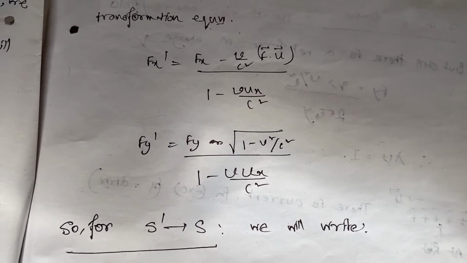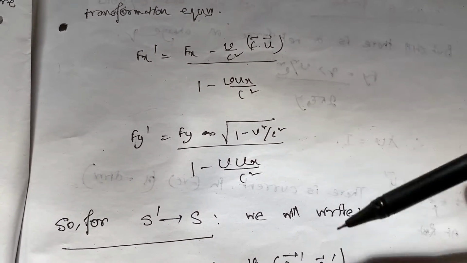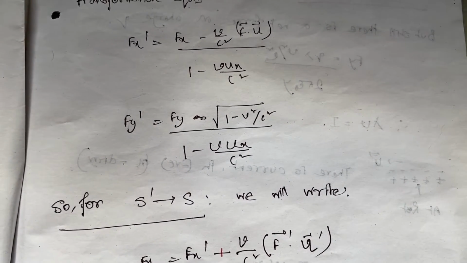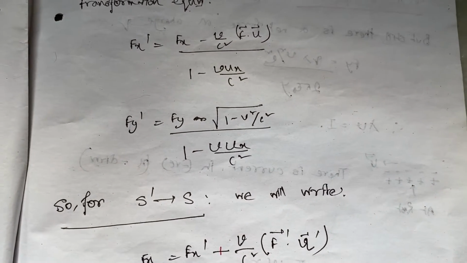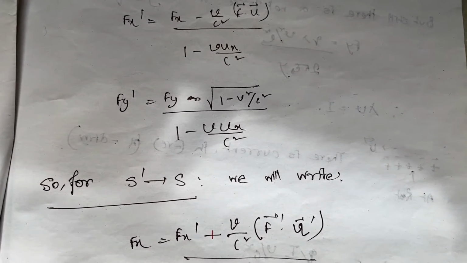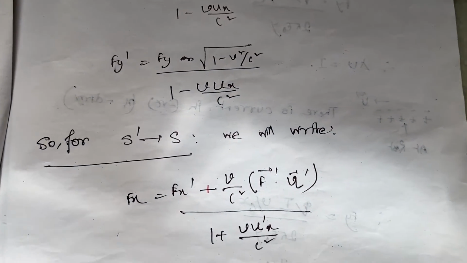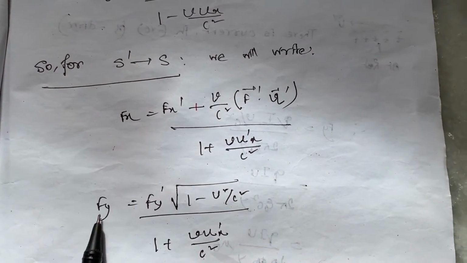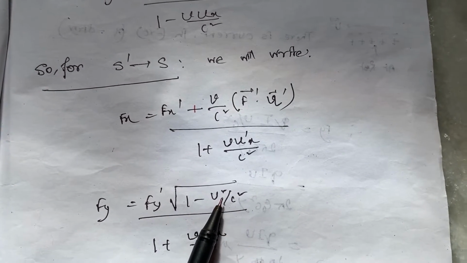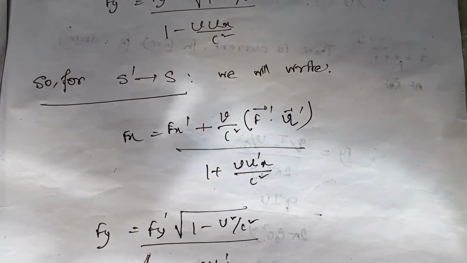Please do not confuse between particle velocity and frame velocity. U and u prime as well are the particle velocities in S frame and in S prime frame, whereas v is the velocity of the reference frame itself. So let's go back to the transformation equations. For fy prime we have this fy equal to fy prime root over 1 minus v square by c square. If v is to be replaced by minus v, it's a square, so it remains minus v square. And here we have a minus sign that is to be replaced by a plus sign.